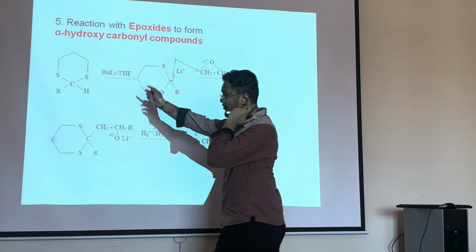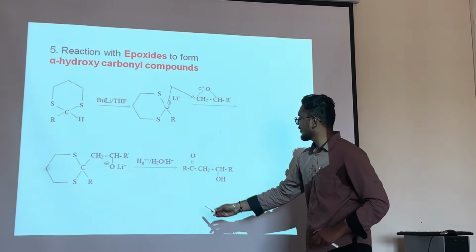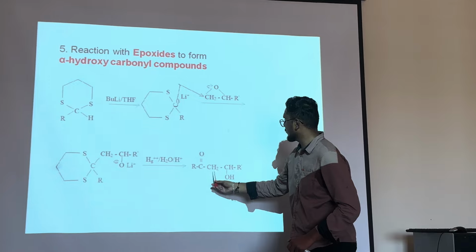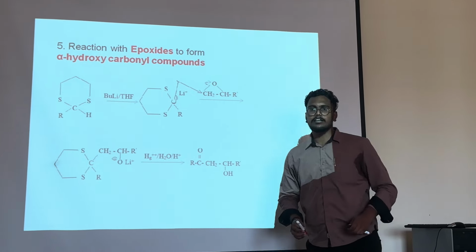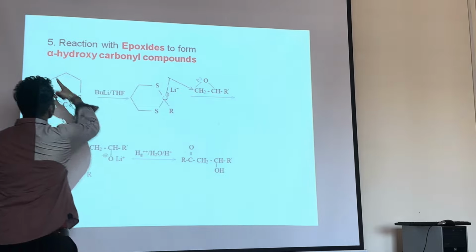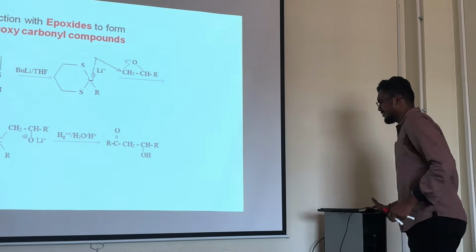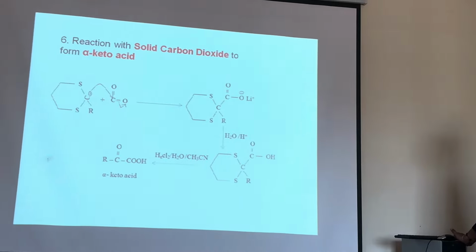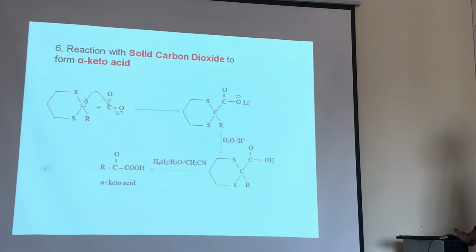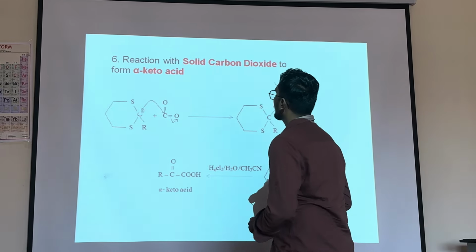Sorry, here beta hydroxide. See, the product you get is alpha beta. Beta hydroxy carbonyl group. You can check this beta hydroxy. Mistake. Reaction with solid carbon dioxide to form alpha keto acid.